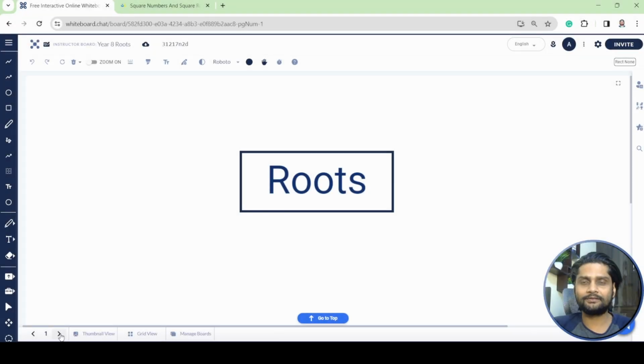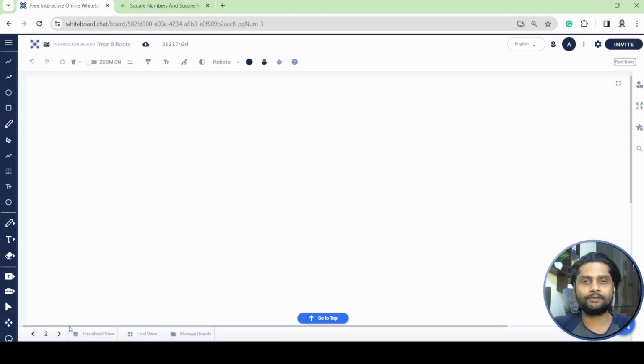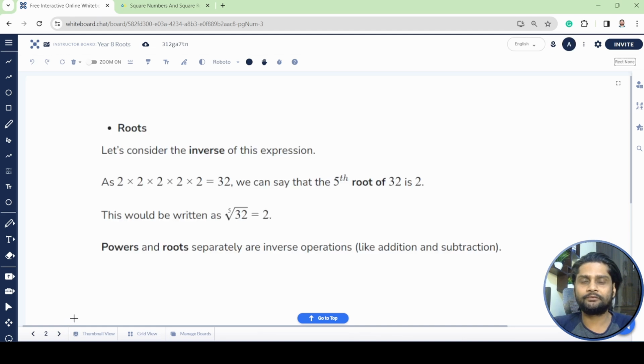Hello dear students, in this lesson we are going to talk about roots. First of all, let's try to understand what exactly roots are. Students, just like addition and subtraction are opposite to each other, similarly multiplication and division also are opposite to each other. And in the same way, we can consider powers and roots also to be opposite or inverse operations.